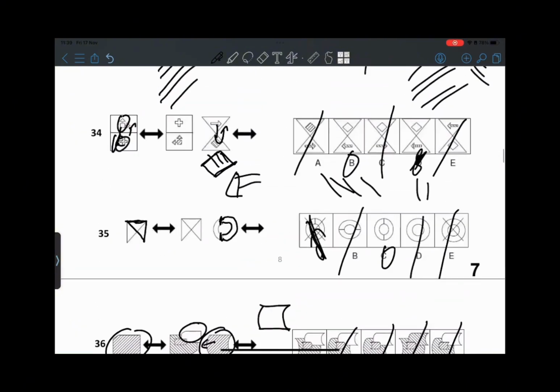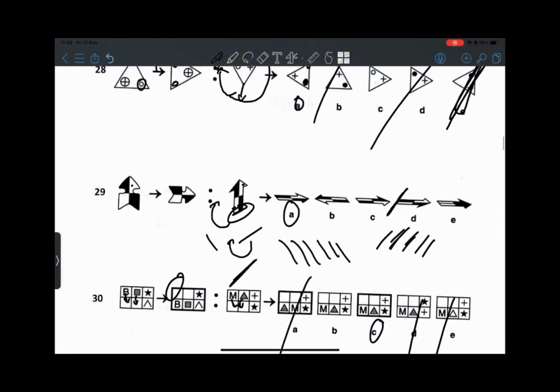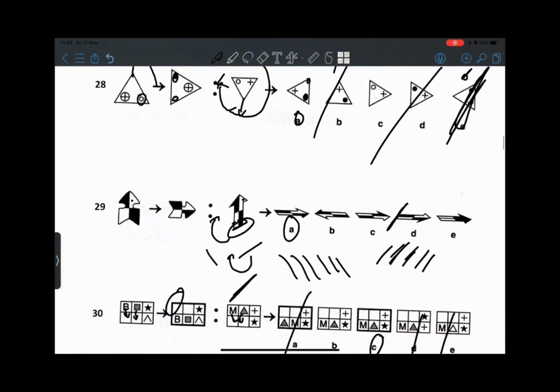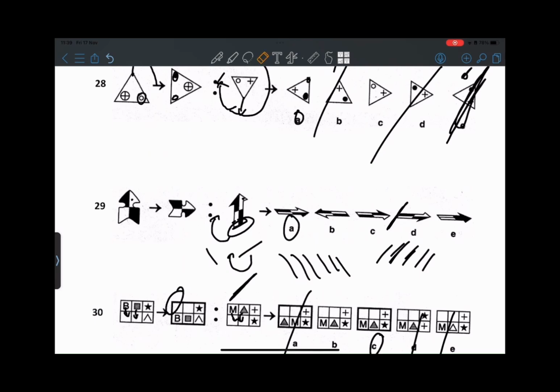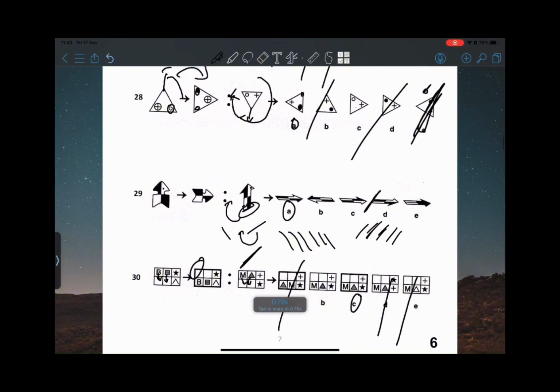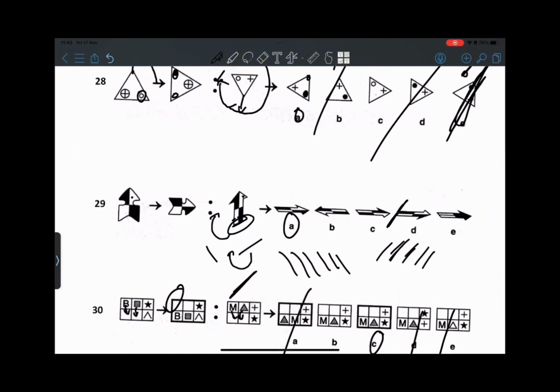Question 29. Yeah, that's probably the one where... Oh, why can't I rub this out? It's probably... I'm assuming most people chose D. Let me see what they... Yeah, 20% of you chose D, and then 20% of you chose C.